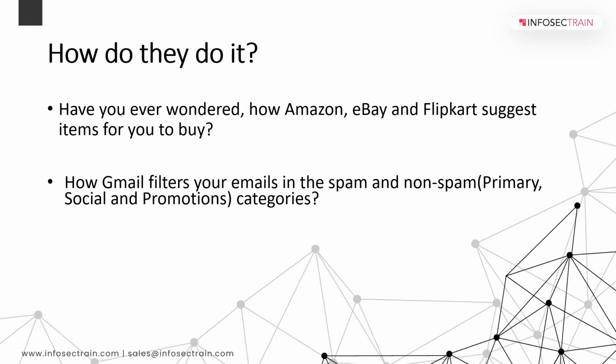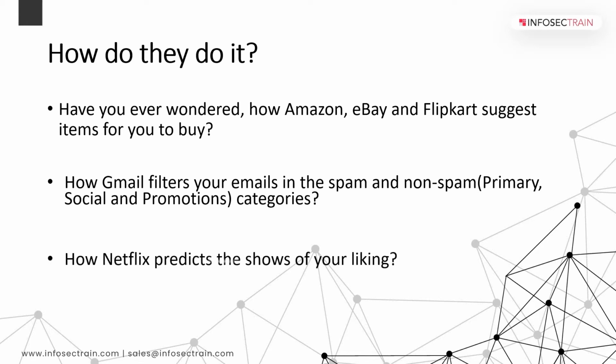So this also happens because of data science. And how does Netflix predict the shows of your liking? It depends on your watching history, your searching history, and the different kinds of videos you are watching in Netflix. It totally depends on that data, and they show you the videos which are very close to your watching history. So that's why they can say, yes, you can like this video.